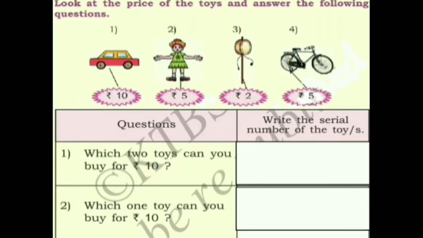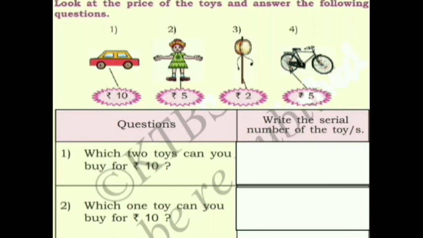Children, look at the price of these toys and answer the following questions. Here we have 4 toys: a car for 10 rupees, a doll for 5 rupees, a damaru for 2 rupees, and a cycle for 5 rupees. Now we should answer these questions. The first question is, which 2 toys can you buy for 10 rupees?